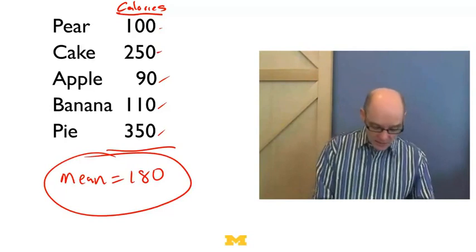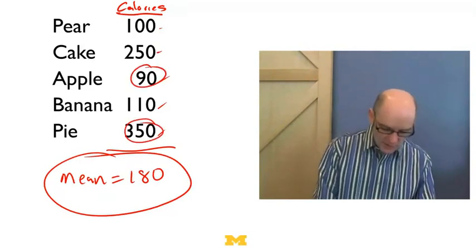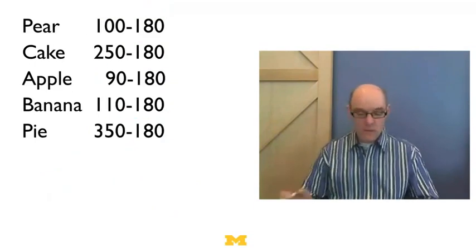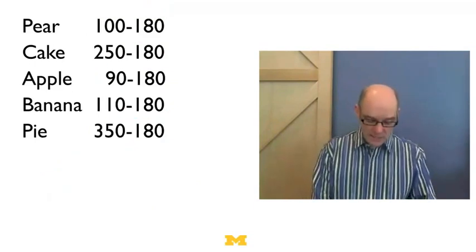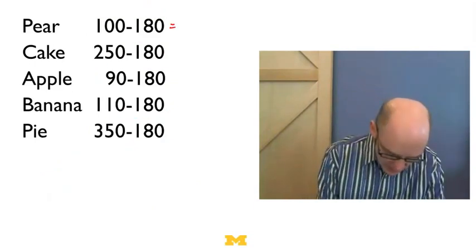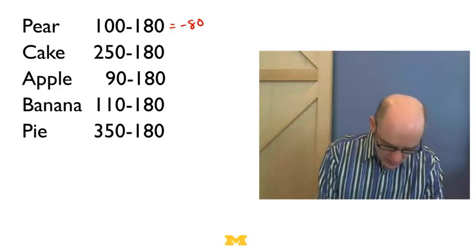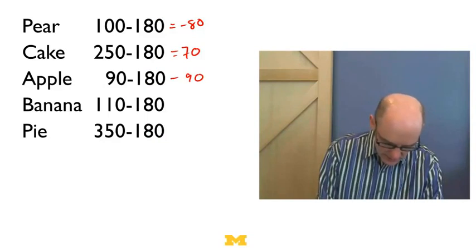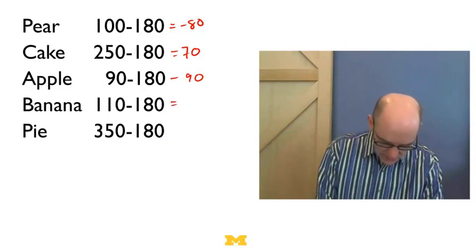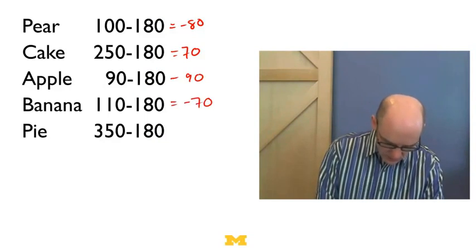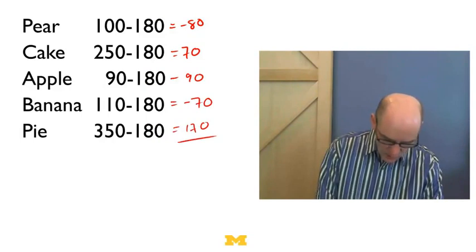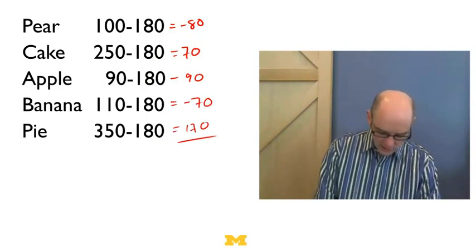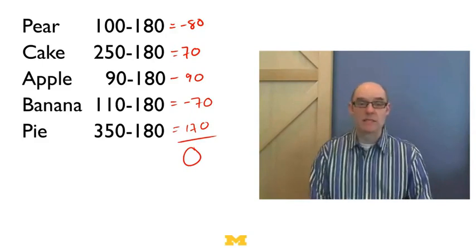And I want to ask, some things are higher, right? This says 350, and some things are lower. This is 90. I want some understanding of how much variation there is in that data. So one way to do that, we just subtract the mean from everything. So if I take 100 minus 180, that's going to be minus 80. 250 minus 180, that's going to be 70. 90 minus 180, that's minus 90, right? 110 minus 180 is minus 70. And 350 minus 180 is 170. Well, if I add all these things up, I'm going to get minus 80 plus 70 minus 90 minus 70 plus 170. It's going to be 0 because it's the same as the mean.